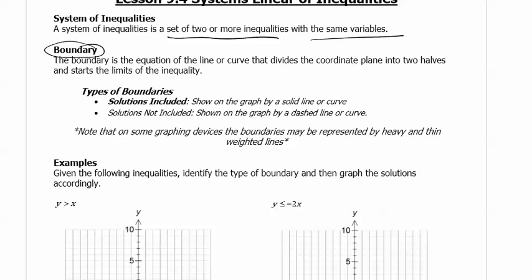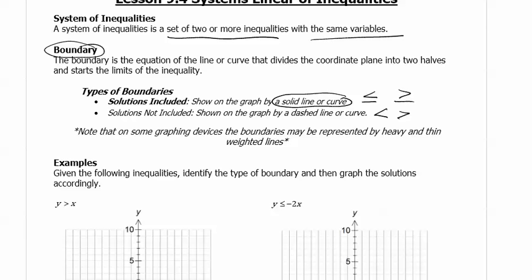Okay, so last time we talked about the boundary of inequalities. We talked about solid lines, dashed lines, right? We talked about when your solutions are included, it's shown by a solid line or curve, and we said that it's usually less than or equal to or greater than or equal to for those symbols. And when your solutions are not included, they're shown on the graph by a dashed line or curve, and so that's less than or greater than, which means that the solutions on the boundary are not included.